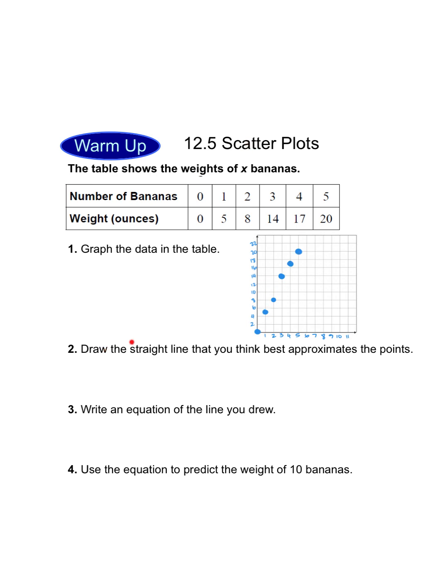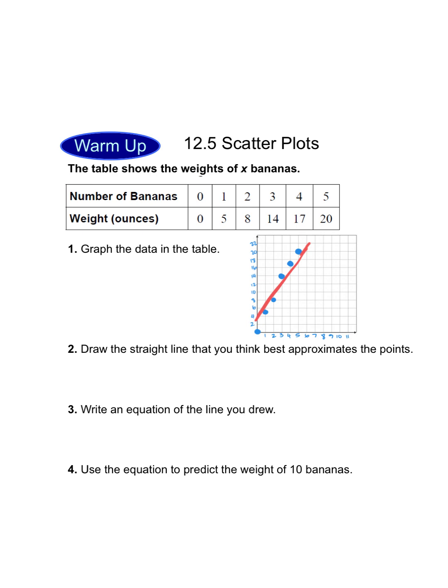Number 2 says draw a straight line that you think best approximates the points. So we want to just draw a line as best we can through the middle of as many points as possible. So it's about right there. We have about 3 points on top of the line and 3 points on bottom of the line. So that kind of approximates all of the data.